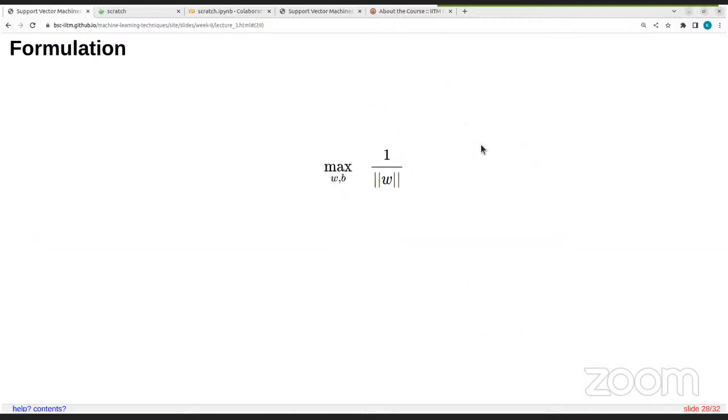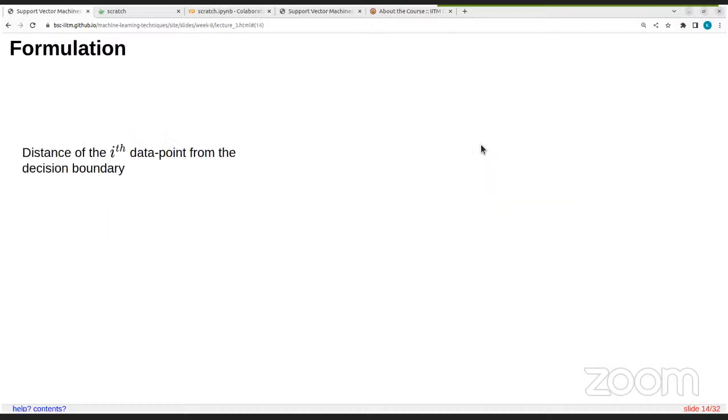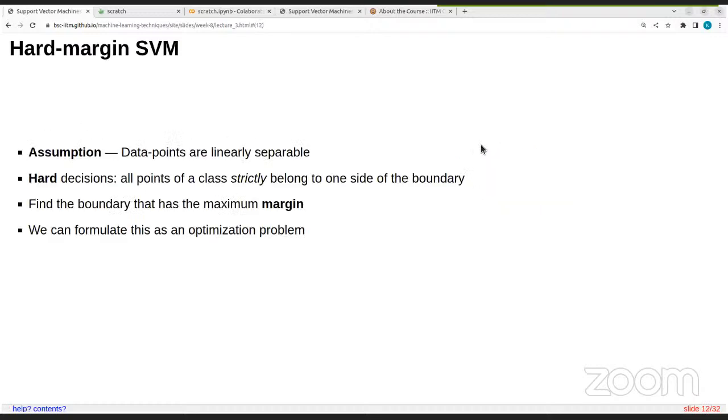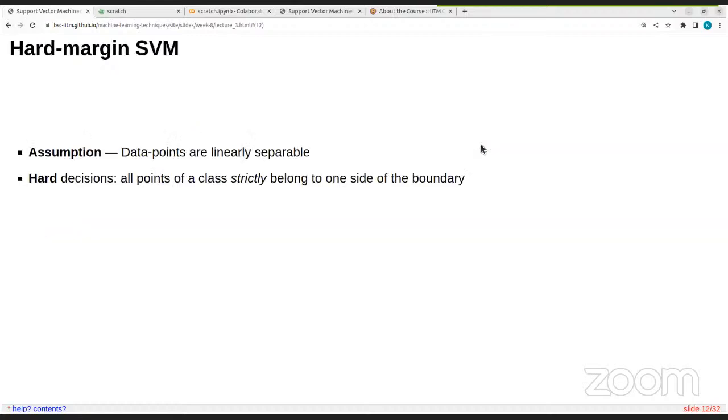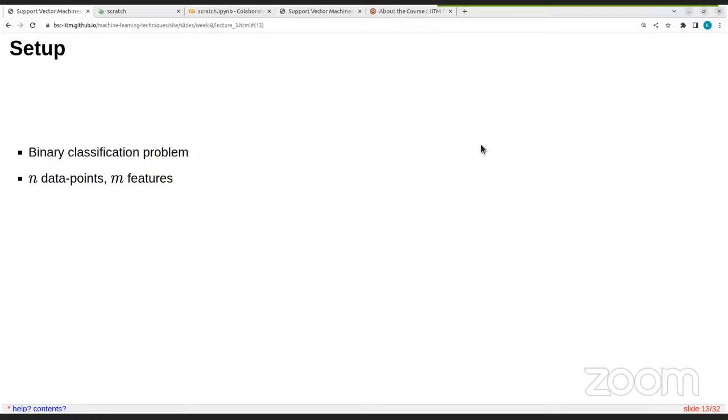Okay, so I hope you all recollect what we did the other day. We are trying to maximize the margin. And in hard margin SVM, the assumption is that the data points are linearly separable. So we are making hard decisions. And yeah, this was one error that I corrected.